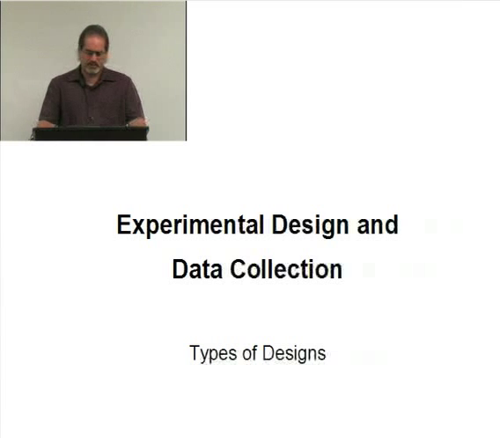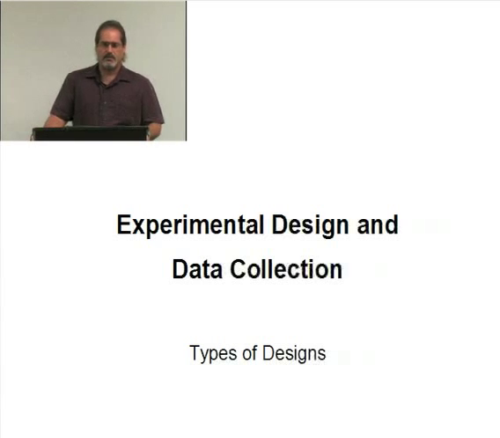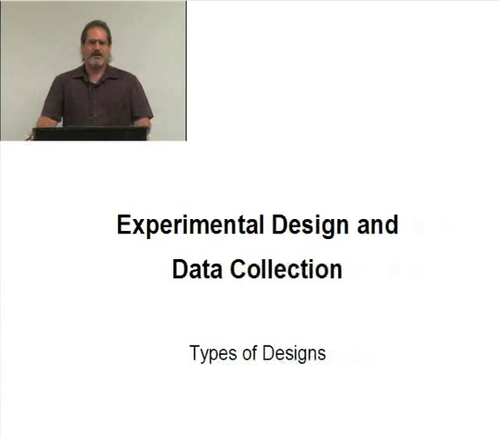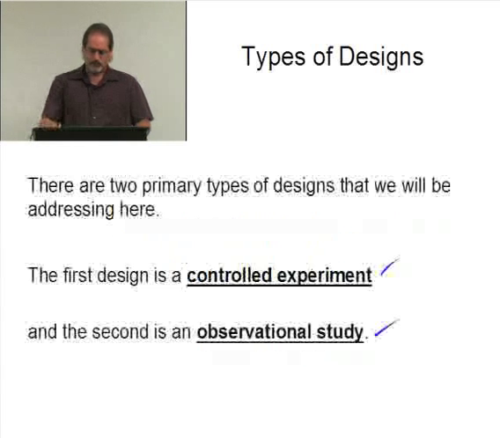Let's continue our discussion regarding experimental design and data collection and talk specifically about the different types of designs. The first design is known as a controlled experiment. And the second that we were talking about is going to be referred to as an observational study.